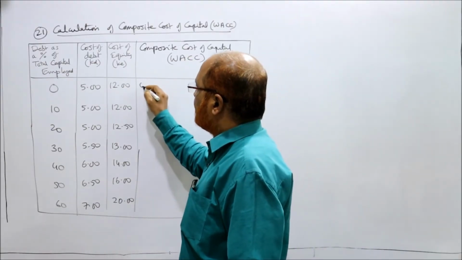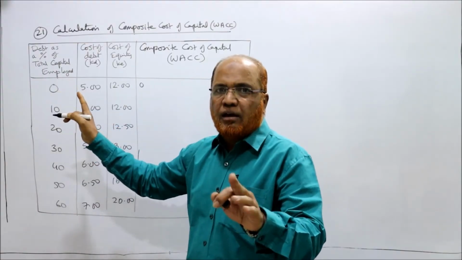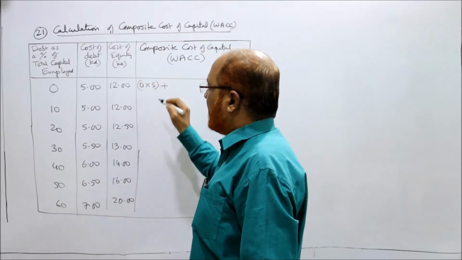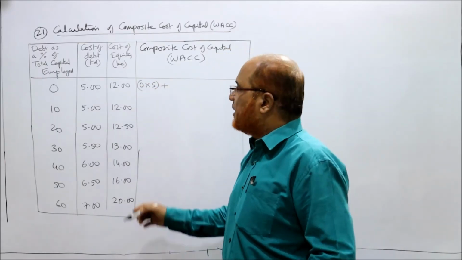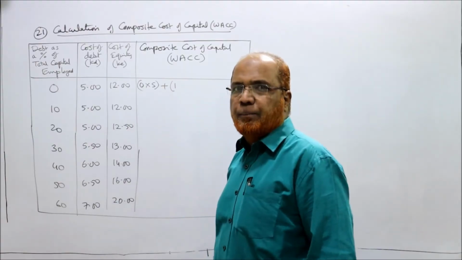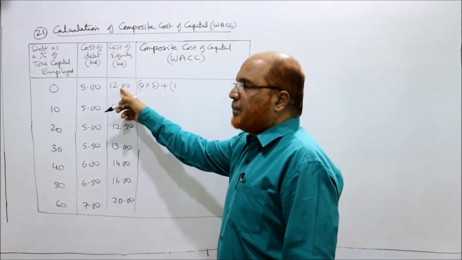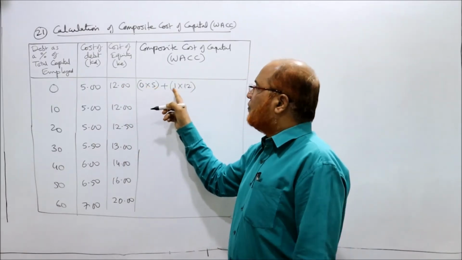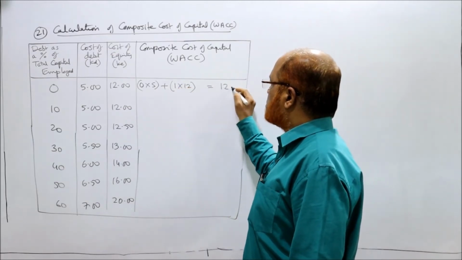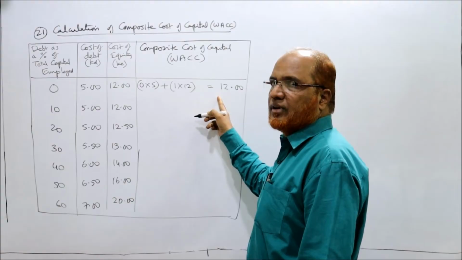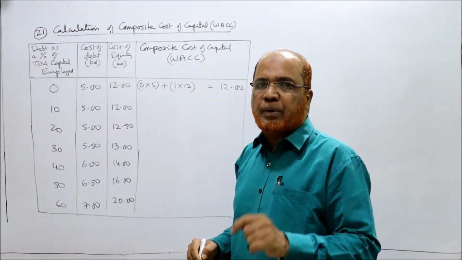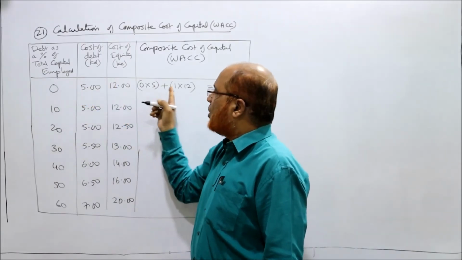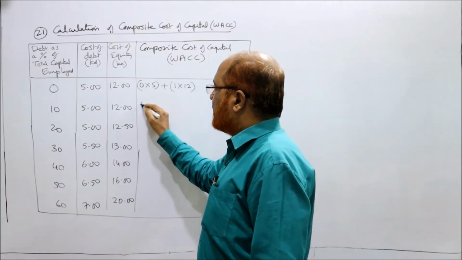0% debt, debt कुछ भी नहीं है, और Kd कितना है? 5%. तो 0 into 5 plus 100%, 100% का मतलब 1 होगा। कितना परसेंटेज इक्विटी है? 12. 1 into 12. 0 into 5 is 0, 1 into 12 is 12. So composite cost of capital WACC will be 12. We are multiplying the specific cost with proportion. Specific costs are 5%, 12%, and proportions are 0 and 1. Now we'll come to the next one.